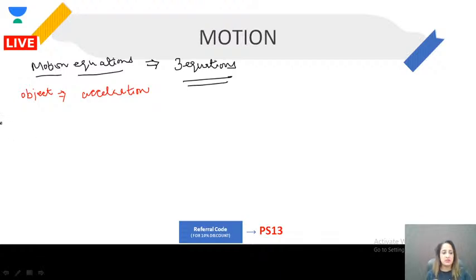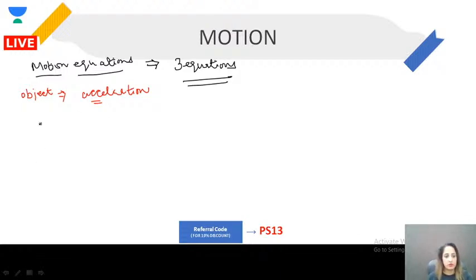I have erased it, but that 25, 45, which 25, 45 are you saying? So the object is moving with an acceleration. So let's talk about this topic.